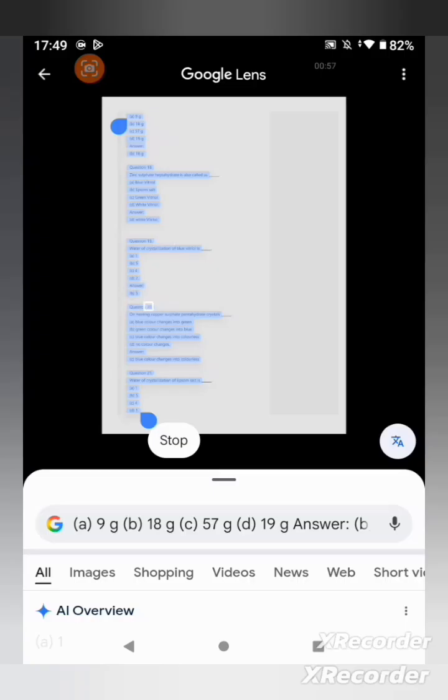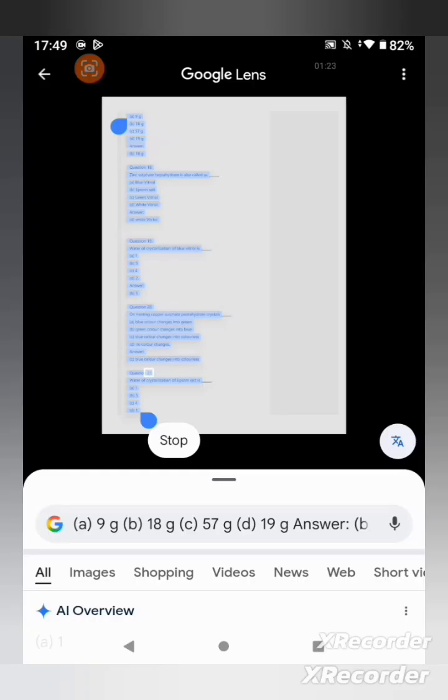Question 20. On heating copper sulfate pentahydrate crystals, A. Blue color changes into green. B. Green color changes into blue. C. Blue color changes into colorless. D. No color change. Answer: C. Blue color changes into colorless.